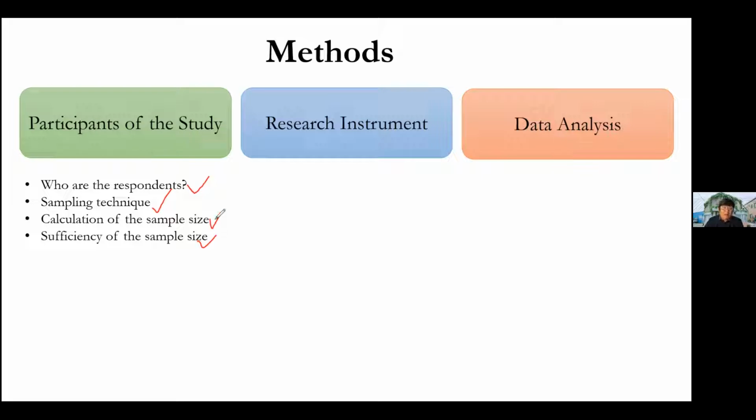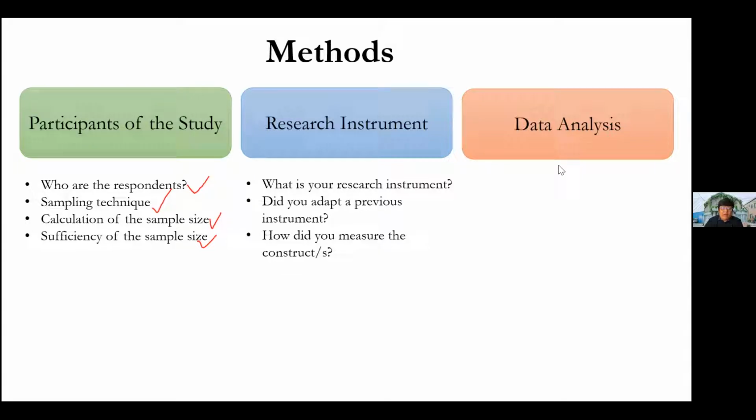Okay? Number 2, under research instrument, we need to identify, of course, what is our research instrument? Did we adopt, adapt, or create a new research instrument? And how did we measure the construct? Did we use 5-point Likert scale, 6-point Likert scale, 7-point Likert scale, so on and so forth? So those should be explained properly under the section research instruments.